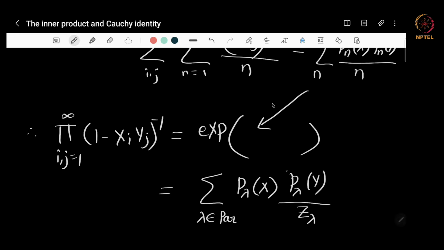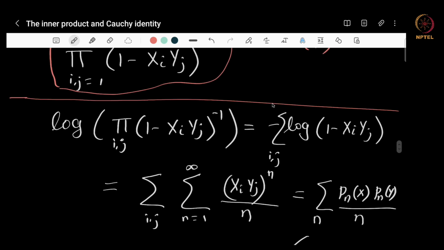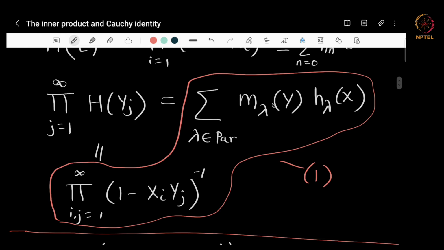But my point here is really to say the following: here is another way of rewriting the same left hand side, the same product, but now in terms of the power sum symmetric functions. It's p_lambda(x) times p_lambda(y) divided by z_lambda. The earlier expression was that the same infinite product is a sum of h_lambda times m_lambda, with h_lambda in terms of x, and m_lambda in terms of y.